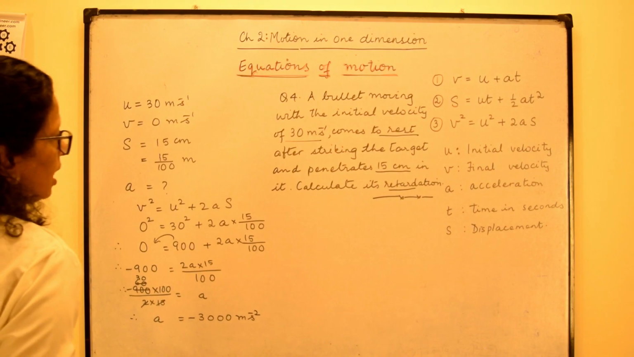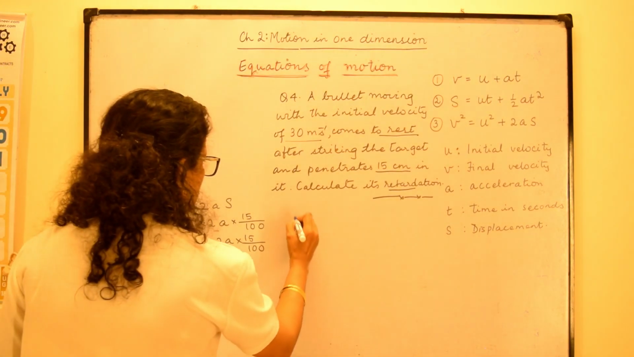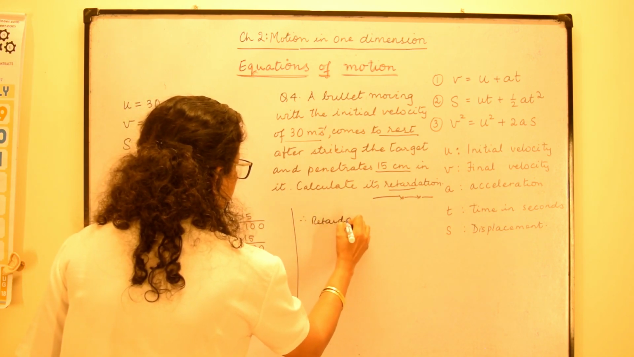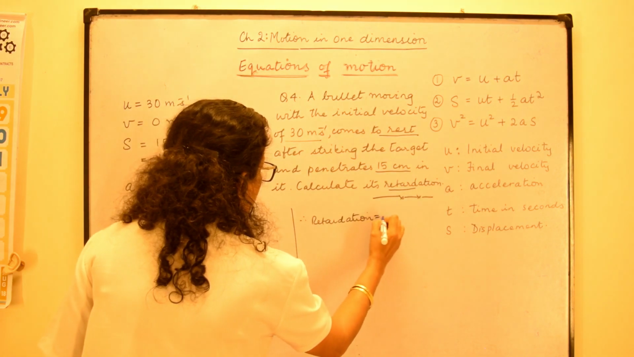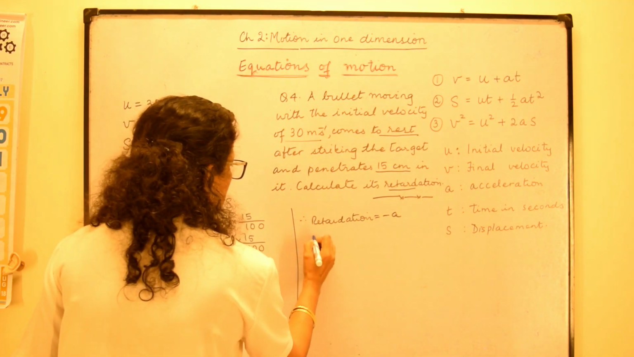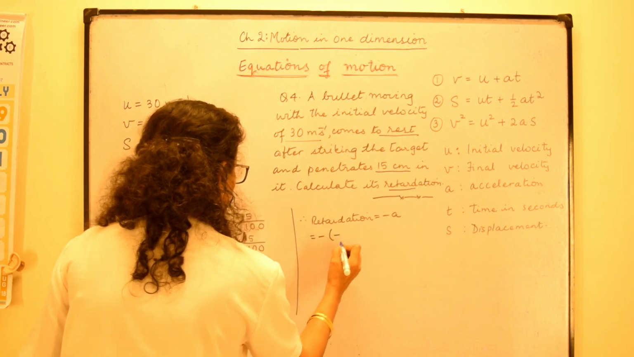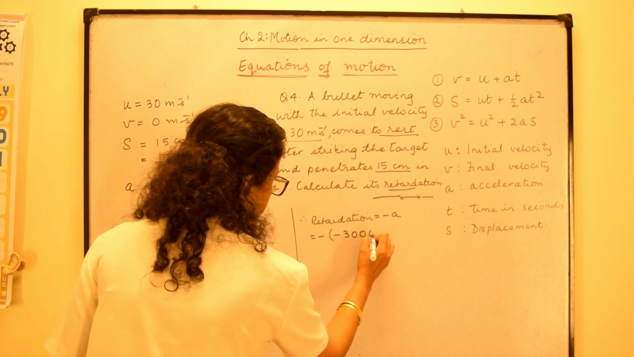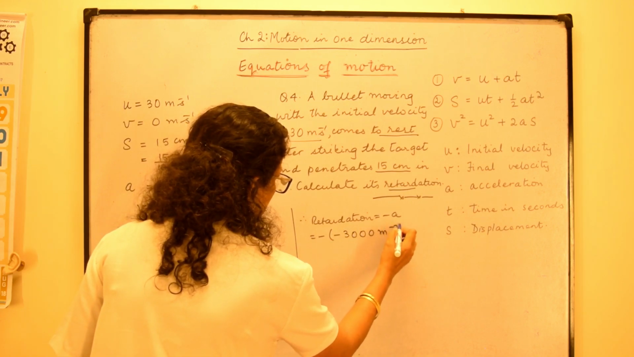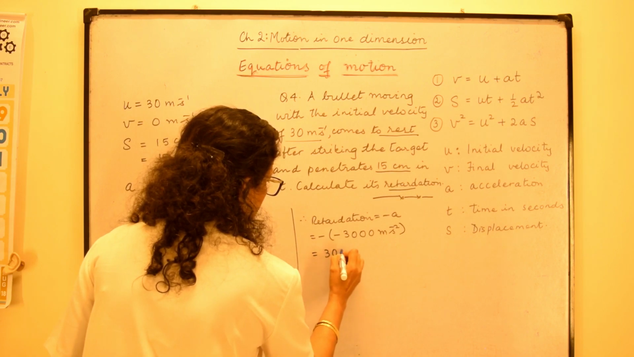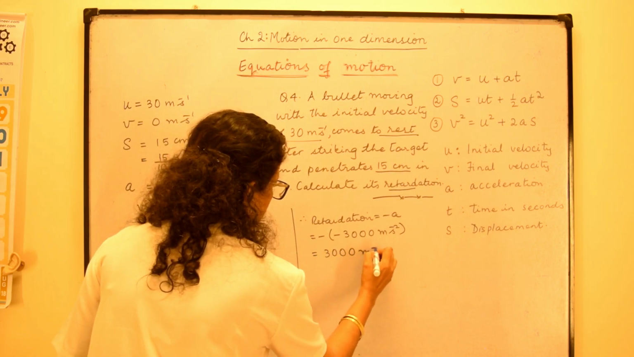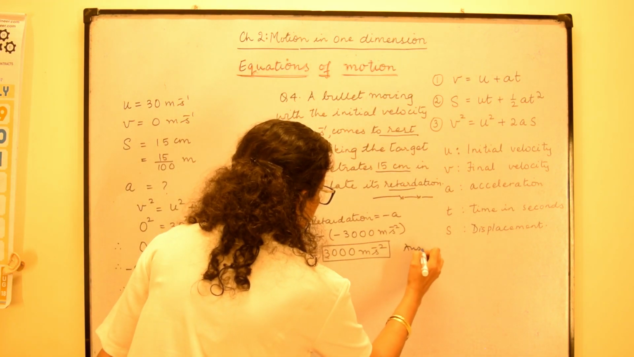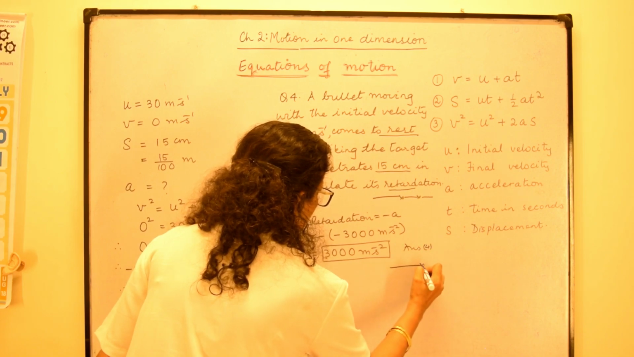But they are asking us for retardation. So you will write, therefore, retardation is equal to minus acceleration, which will be minus into bracket minus, how much is it? 3000. So minus of minus 3000 meter per second square, and that will give us positive retardation, and that is our answer. Answer for the fourth one.